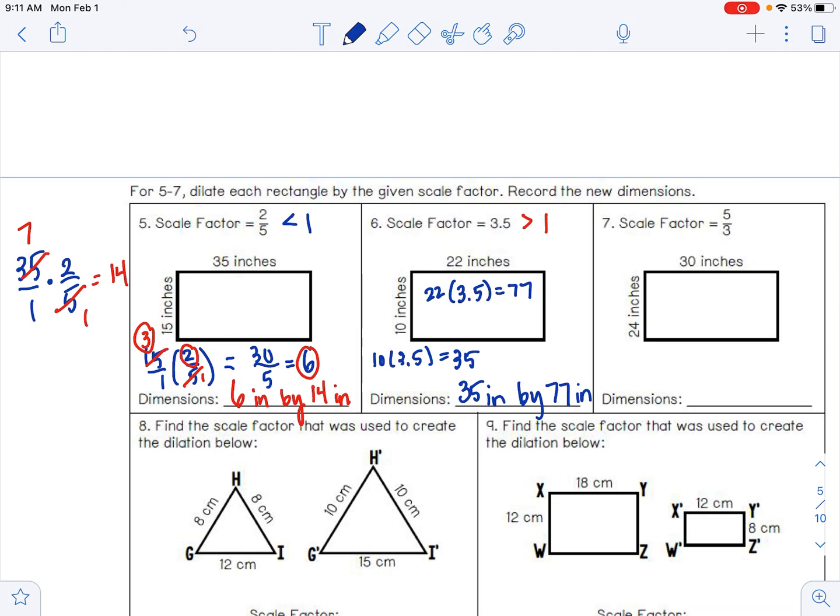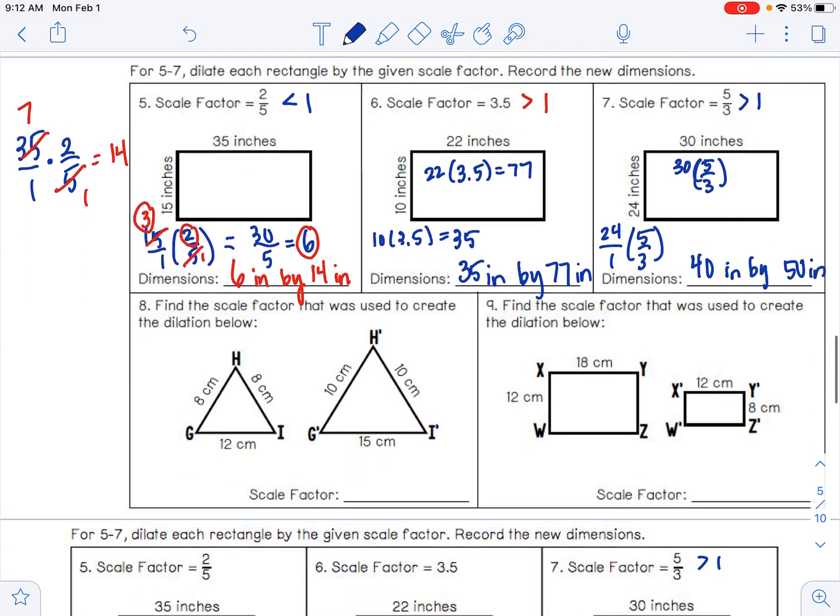And then on number 7, again, the scale factor is greater than 1. And when you multiply both of those side lengths by 5/3, I'm sorry, 5/3 is the scale factor, you'll get new dimensions of 40 inches by 50 inches. And again, that's by taking 24 over 1 times 5/3, or just 24 times 5/3 with your calculator, and 30 times 5/3 with your calculator.